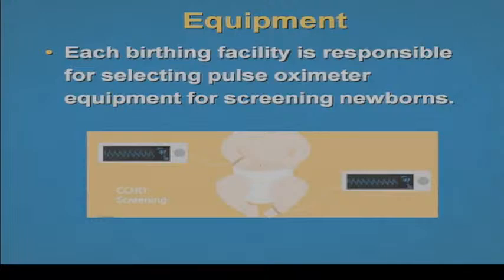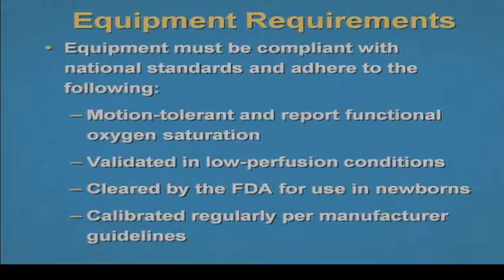So it is recommended that each birthing hospital select a pulse oximeter for screening the newborns. And again, we don't endorse any specific equipment, but equipment does have to meet certain national standards and adhere to the following. The equipment should be motion tolerant and report functional oxygen saturation. The equipment should be validated in low perfusion conditions. It should be cleared by the FDA for use in newborns, and it needs to be calibrated regularly per manufacturer guidelines.